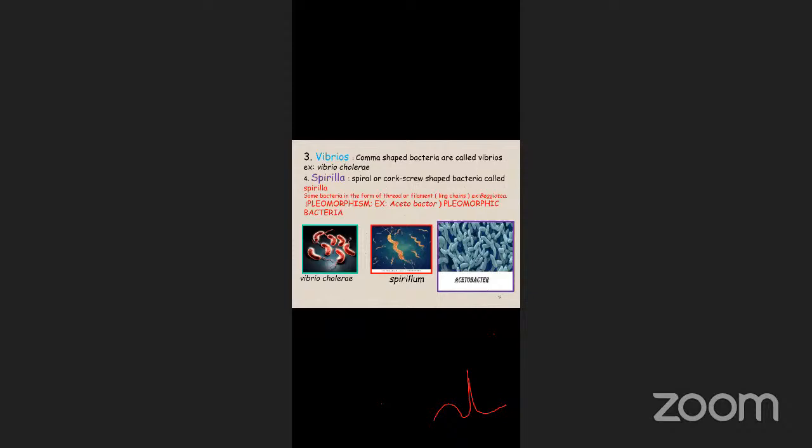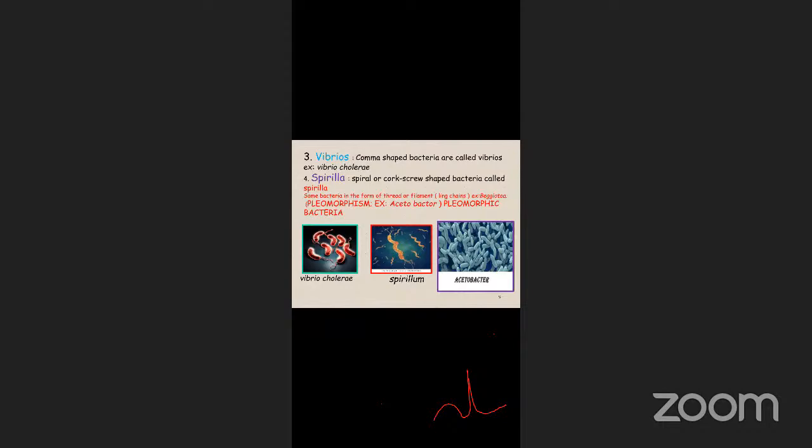Many forms, sir. Yes, exactly. Pleomorphic bacteria depend upon the environmental conditions. These types of bacteria change their structure and their shape based on the environmental conditions, in many ways. So it is called pleomorphism. An example is Acetobacter. This nature of bacteria is called pleomorphic.